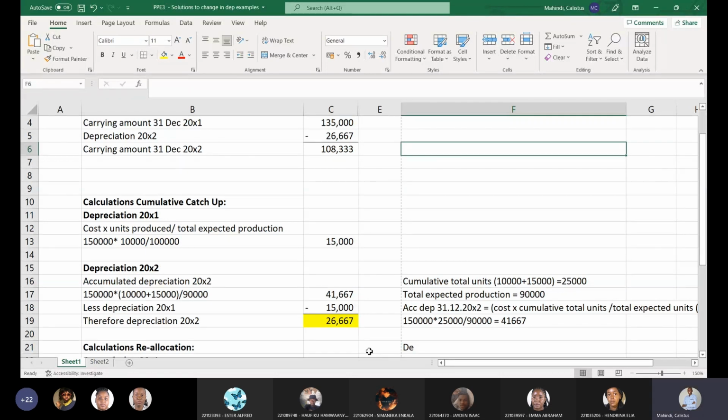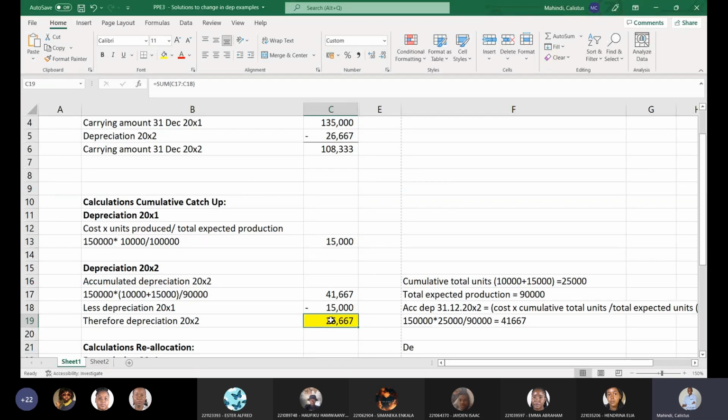that means we have to find out what is the cumulative total of depreciation. And what is the cumulative total of depreciation? The cumulative total of depreciation is just the total accumulated depreciation, right? And the theory tells us in order to get the value of depreciation using the cumulative catch-up method, you would have to calculate the accumulated depreciation at the end of the current period and subtract any depreciation that was there previously, in order to get to the depreciation for that year.